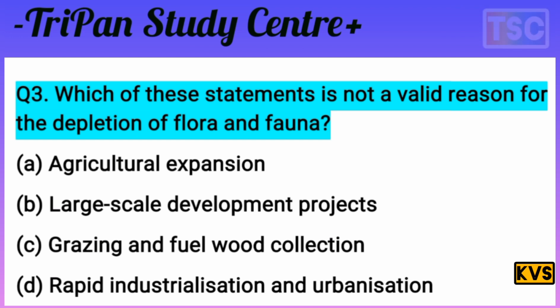The most important point here: the depletion of flora and fauna in India is because of rapid industrialization and urbanization. That's important. And let's see the next question.